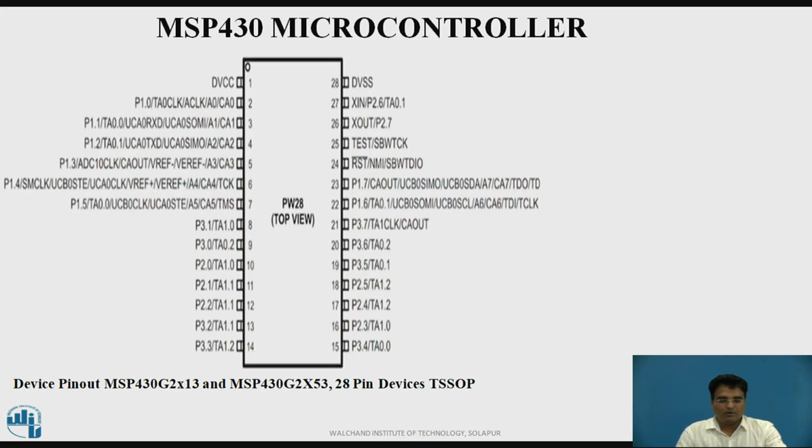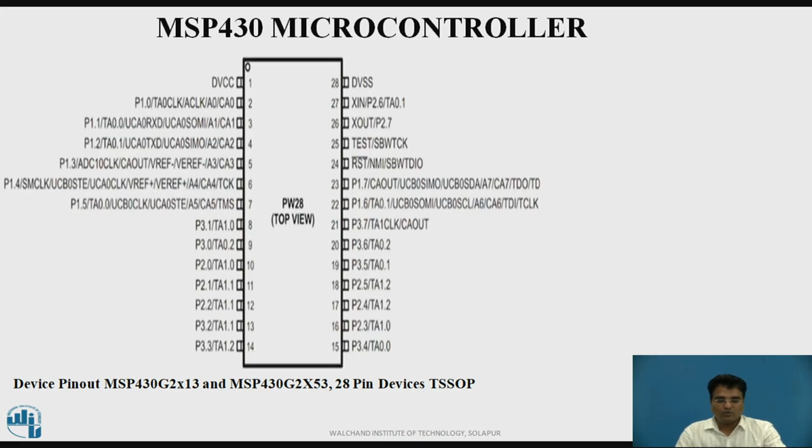If you look at pin number 2, it can act as port P1 bit number 0, and it can act as a clock for Timer A. It can also act as an analog input, and it can also act as a comparator input, because this particular MSP 430 microcontroller has one comparator. It has two pins, XIN and XOUT, used to connect an external crystal should we choose to have that option.